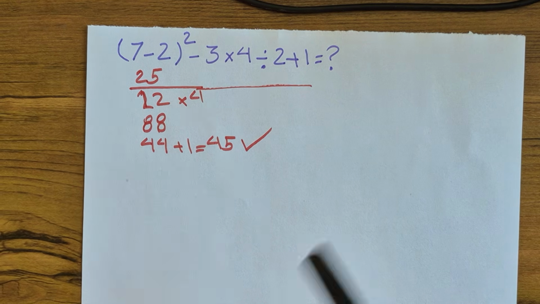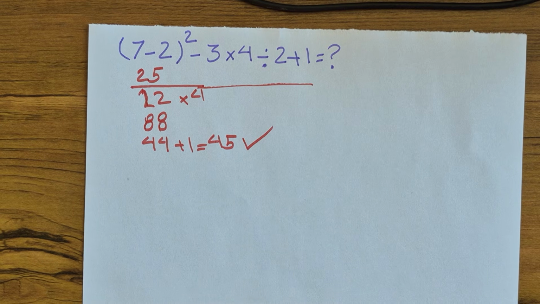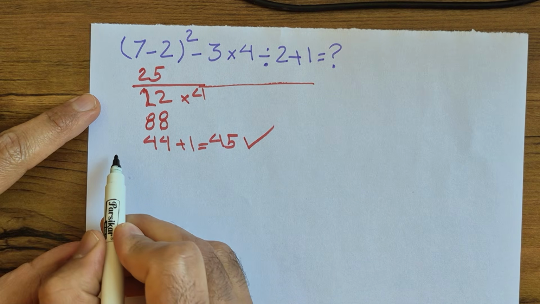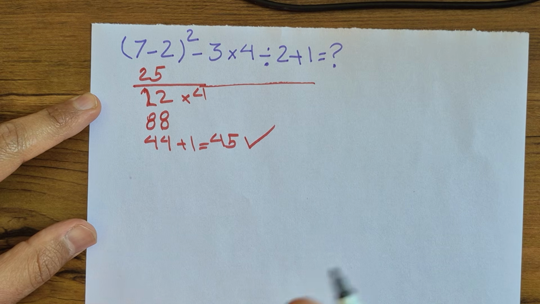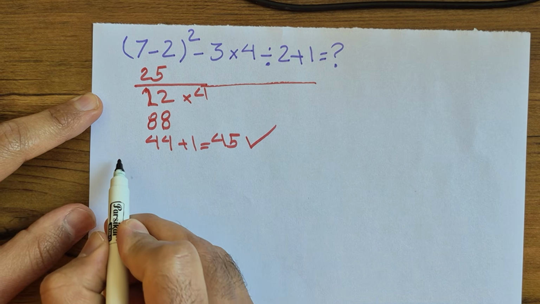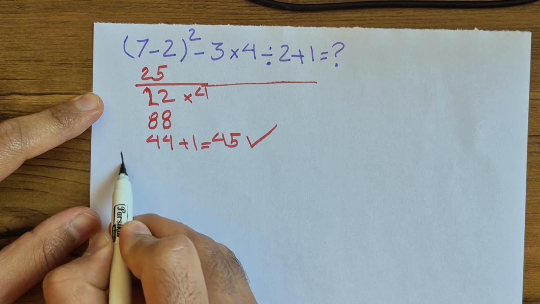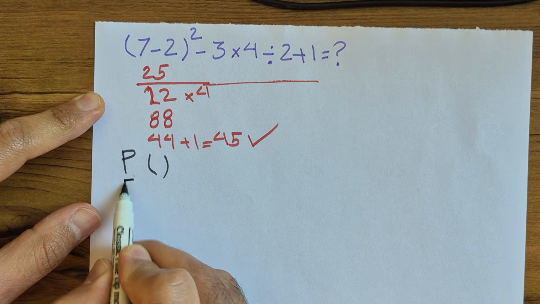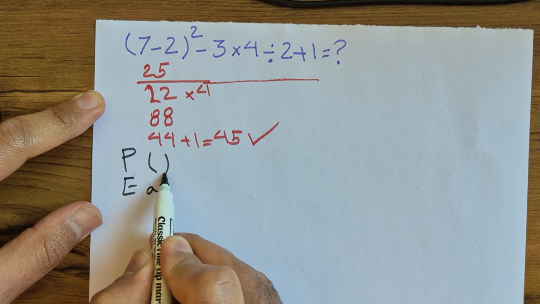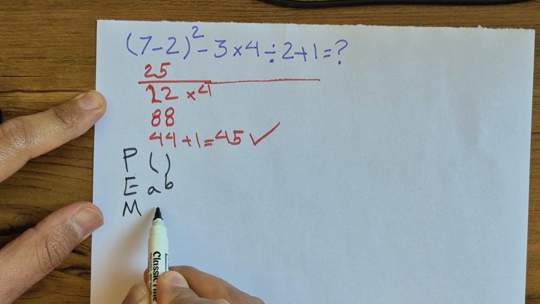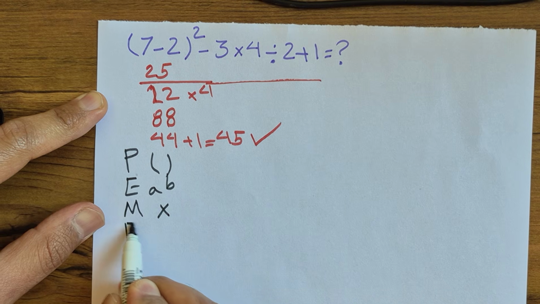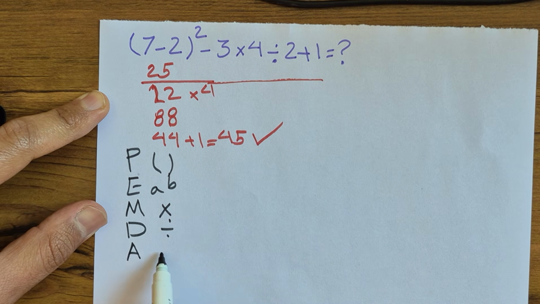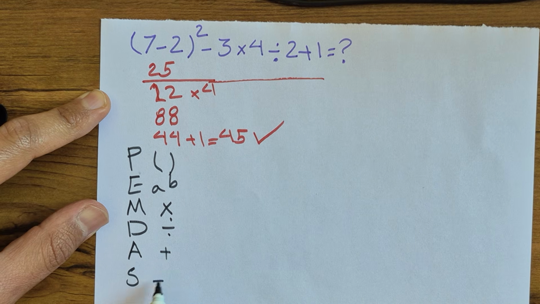Whenever we have a sequence of operations, you should follow the exact order of operations. That's called PEMDAS, an acronym so you can memorize it in a better way. P stands for parentheses, E for exponents, M for multiplication, D for division, A for addition, and S for subtraction.